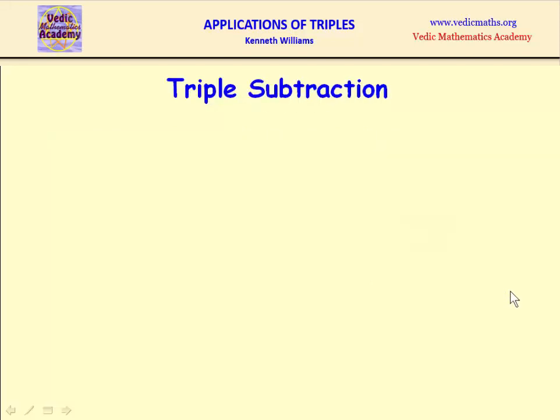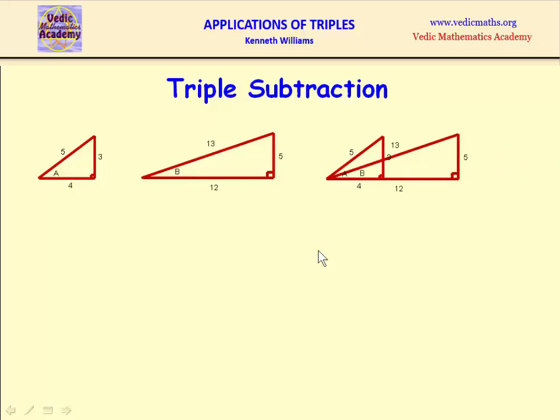Now let's move on to triple subtraction. Suppose we've got a triple, A, 4, 3, 5, and another triple, B, 12, 5, 13, and we want to subtract them. In the case of addition, of course, we were adding the angles, so here we expect to subtract the angles, like this. Here's the same two triangles, given the same vertex, so that we're after the difference of the angles, which is this angle here. So here's A 4, 3, 5, B 12, 5, 13, and we want A minus B.